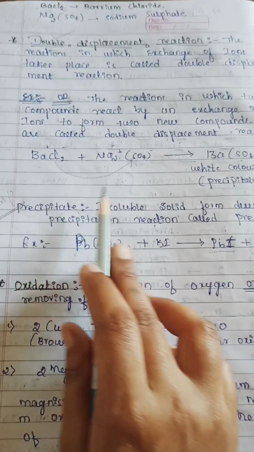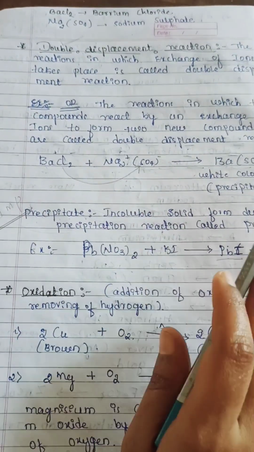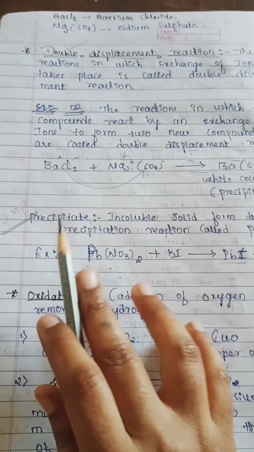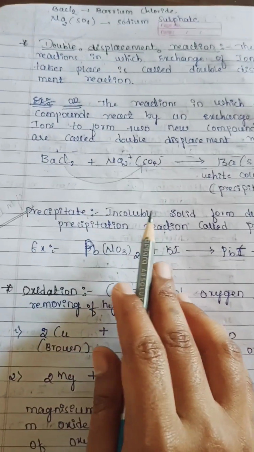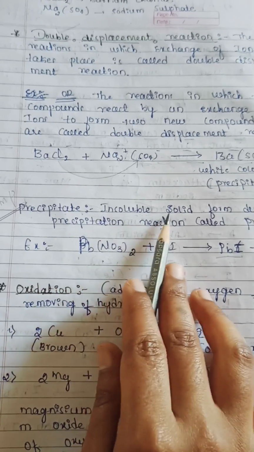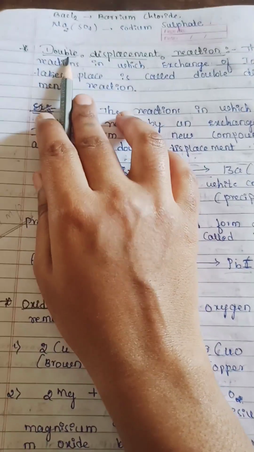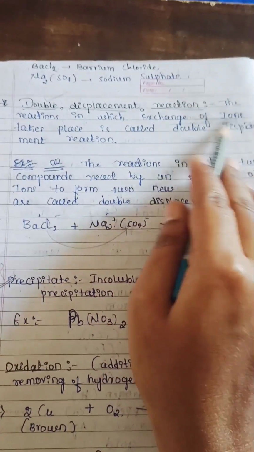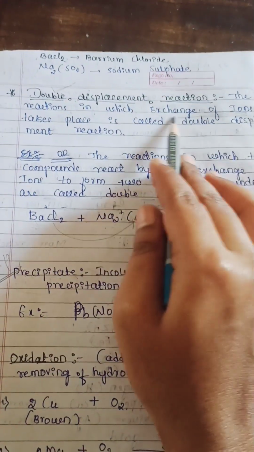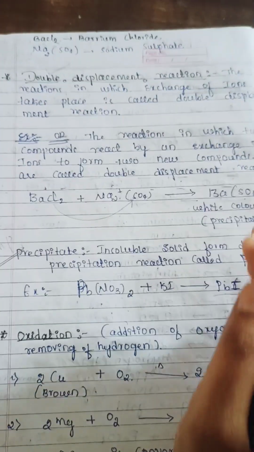So I hope you understood what a precipitate reaction is. It means an insoluble substance is formed during the reaction. Insoluble means it will not dissolve completely. That is what we call a precipitate reaction. So double displacement means a reaction in which exchange of ions takes place. That is called a double displacement reaction.